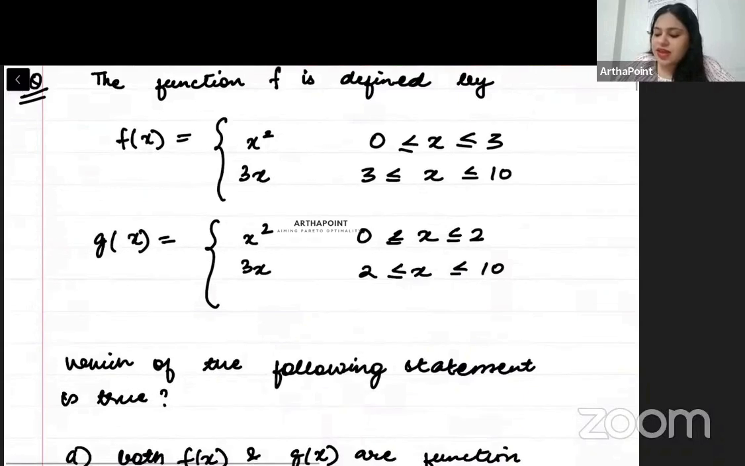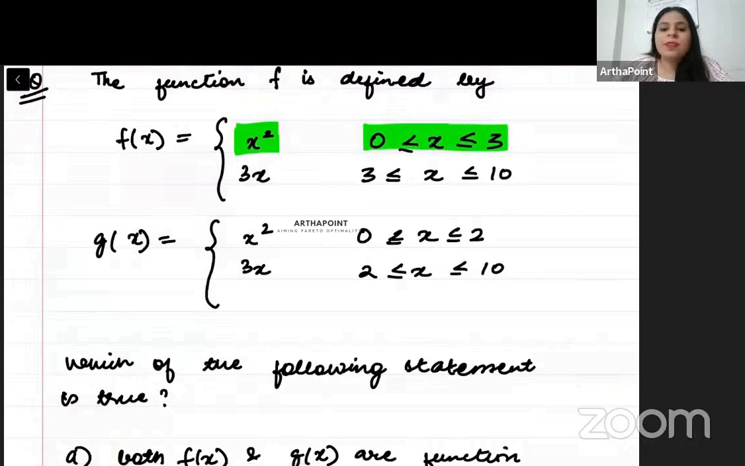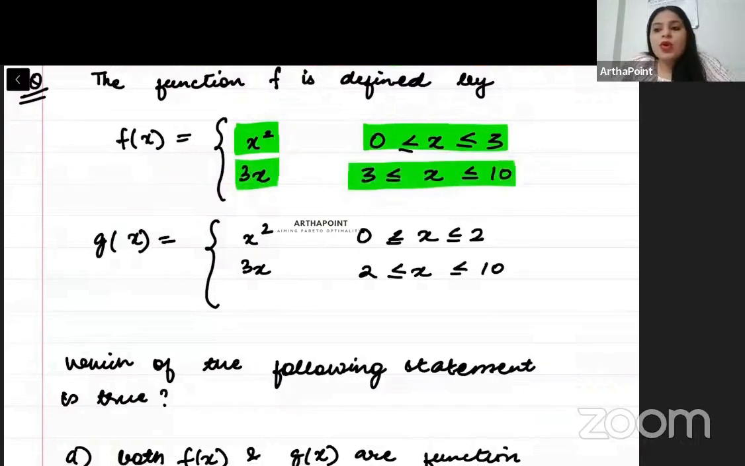f(x) is defined by x square when x is between 0 to 3 and 3x when x is between 3 to 10. Note that x is equal to 3 is coming on both sides of the function. So if you notice here also x equal to 3 is included, and here also x equal to 3 is included. Just think about this.